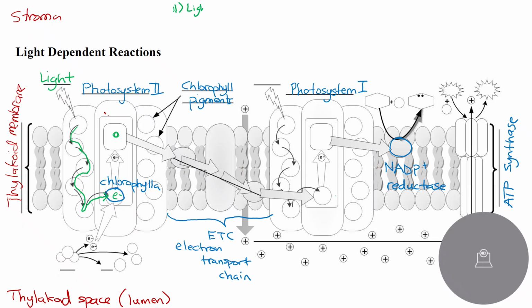Light excites electrons in chlorophyll A of photosystem II. The electrons move to the ETC. And I'm going to pause here and explain the second step.